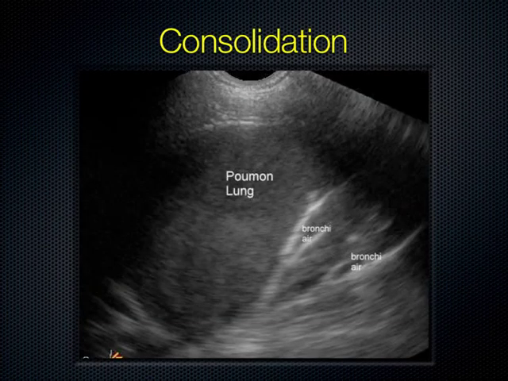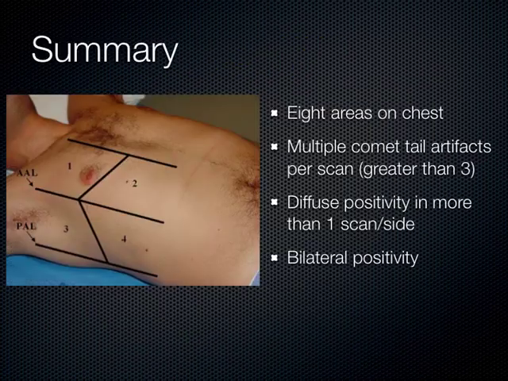We're going to wrap up. We're going to remind you that you want to scan all areas of the chest. If you are to look for comet tails, you want to look for them diffusely, multiple, going all the way to the edge of the screen. You will not likely see them in our normal models today, but if you want to see them, join us in the ICU any day.